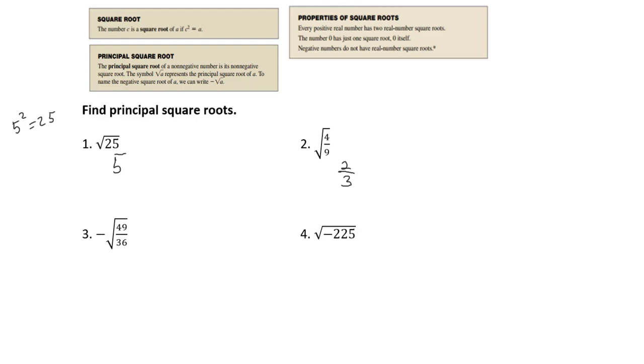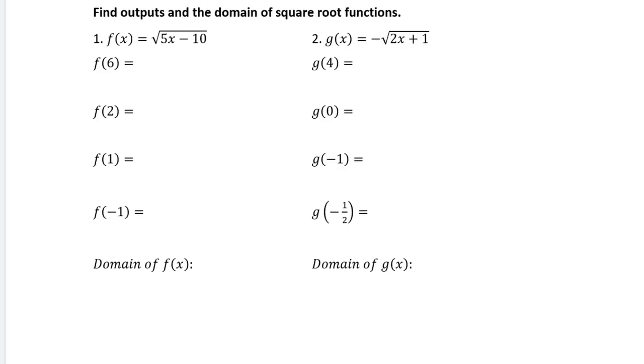All right, so this is a -7/6. We keep that negative out in front, so that'd be a -7/6. And this is the square root of -225, so this is not a real number because you cannot find two numbers that multiply to give you a negative number, at least not a real number. All right, let's look at some more.